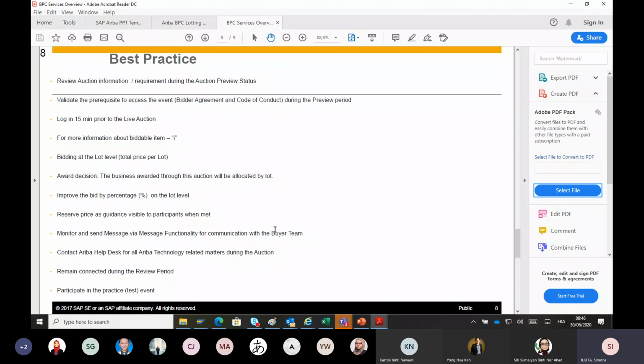And for each auction, I have this slide for best practices where it says review auction information requirements during the auction preview status. Validate the prerequisites to access the event, if any. In my case, I did this with the code of conduct. Log in 15 minutes prior to the live auction. For more information about biddable items, please click on the small i information. Bidding is at the lot level, and this slide, you may modify it per auction.